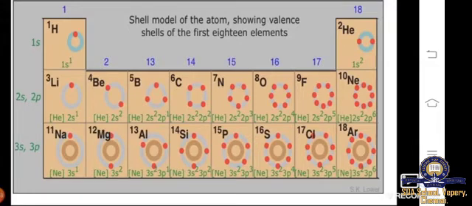Based on the atomic number only, we have the subatomic particles. Already I told you the subatomic particles are proton, electron and neutron. Based on the atomic number, if hydrogen has atomic number 1, then it has 1 proton, 1 electron and then 1 neutron. Like that, all the elements, depending upon their atomic number, have 3 subatomic particles.